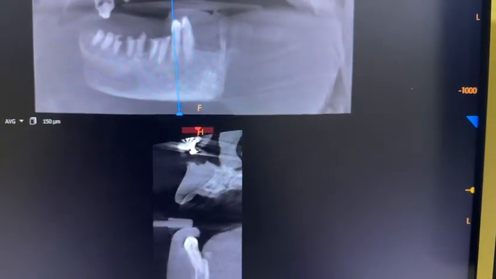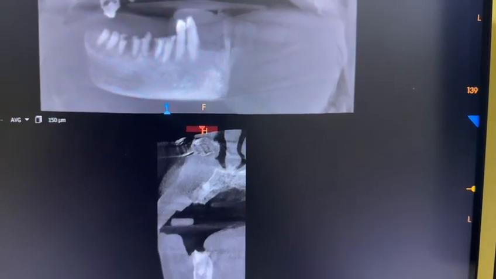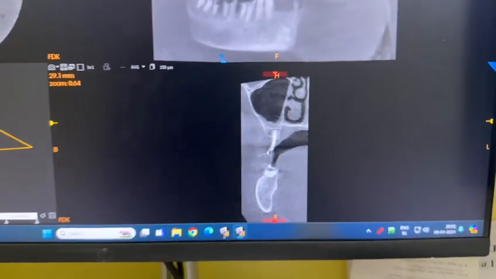So this is the right side, central incisor, lateral. This is the first premolar, second premolar, and molar also. In the palatal aspect there is some good bone. We'll see the post-op cross section.